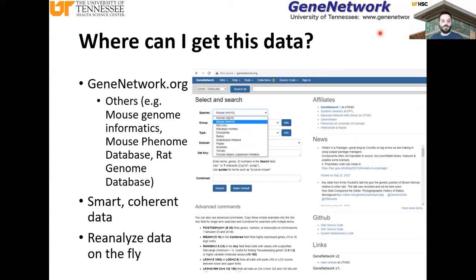This allows what I call smart, coherent data, data that can work together over time and is reanalyzable and reusable on the fly. So anyone, even if you have no coding skills, can go on here, use the user interface, and get new information out about a phenotype of interest. There's a lot of mouse data on here, also human, rats, and many plant data, and basically any genetic data can go on here, and all the data is contributed by investigators. So you are more than welcome to have your data archived here and accessible by other people.